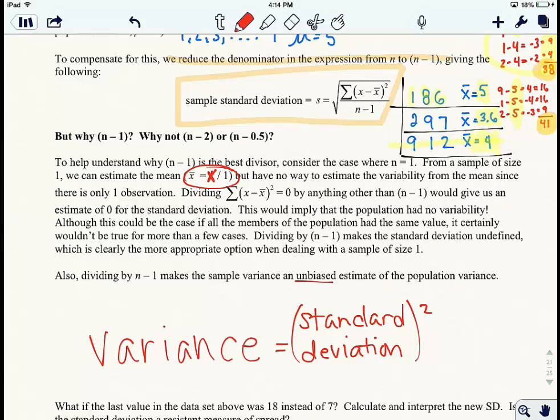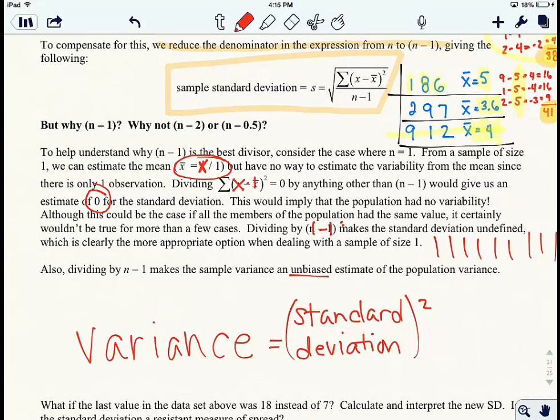If we divide the numerator, so the value of 1 minus the average of 1, which is 0, by anything other than n minus 1, we would get an estimate of 0 for the standard deviation. This estimate would imply that the population is not varying at all, which could be true if all the numbers were 1. But we have nothing to suggest that. Instead, if we divide by n minus 1, so 1 minus 1, or if we divide by 0, it'll make the standard deviation undefined, which is clearly the more appropriate option when dealing with the sample size of 1.